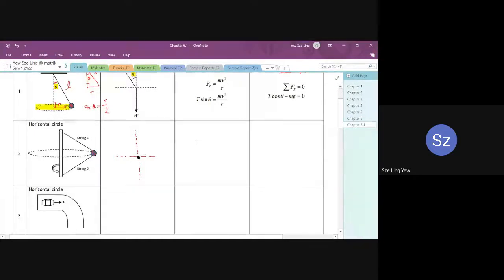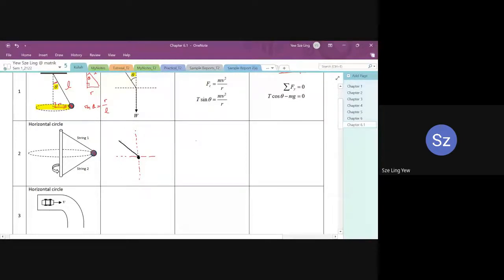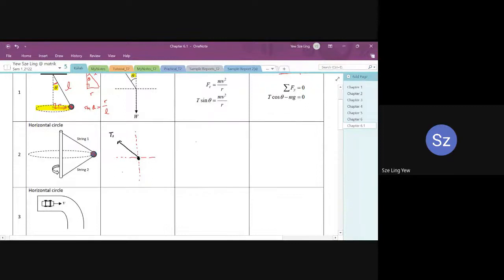Okay. So the object, I have two strings, but it doesn't tell me about the length. So what I have here is a T1, and then I have a T2. Okay, I have T1 and I have T2.